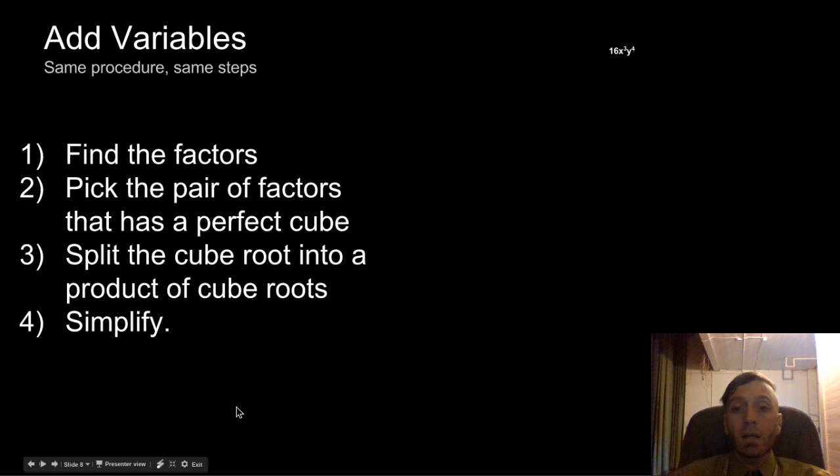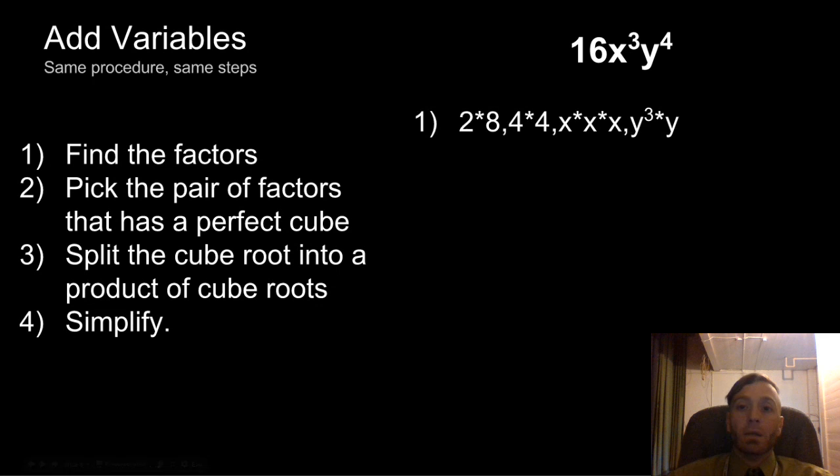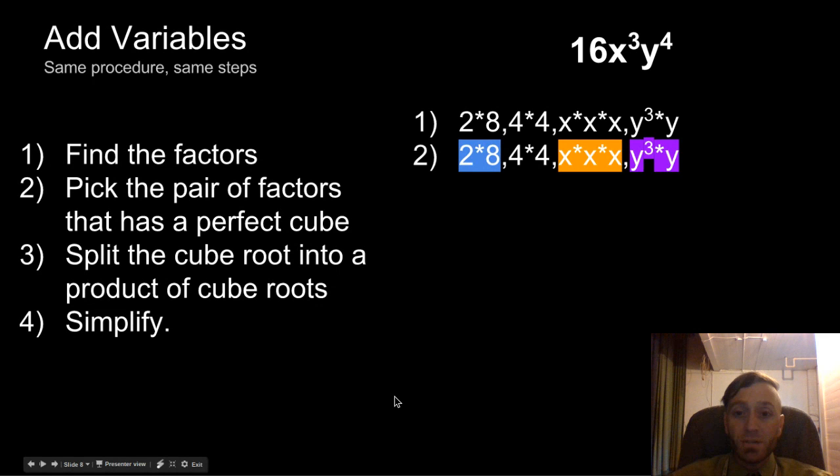So we're going to start with 16x to the third y to the fourth. Okay, so what are my factors for 16? I've got 2 times 8, 4 times 4, right? X times x, which would be x to the third, and x to the third times x. So if we pick 2 times 8, 8 is going to be our perfect cube. X times x times x, that's x to the third. That's a perfect cube. And y to the third times y. So y to the third is a perfect cube.